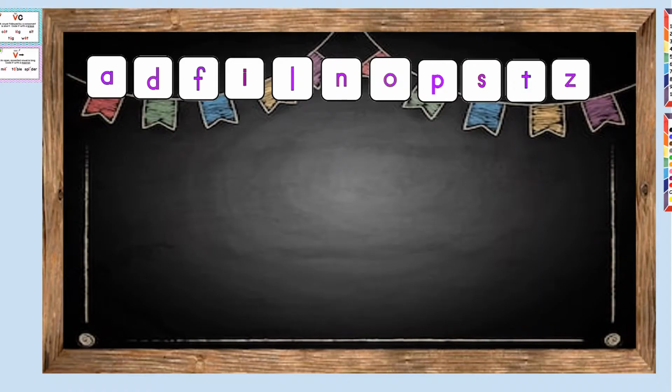All right, it's time for us to practice making some words. So if you have letter tiles at home or some magnetic letters, go ahead and get them out so you can work with us today. If you do not have any of those things, don't worry. It's all right. Just follow along. Today, you're going to need the letters A, D, F, I, L, N, O, P, S, T, and Z. Let me give you all a second to get your materials together.